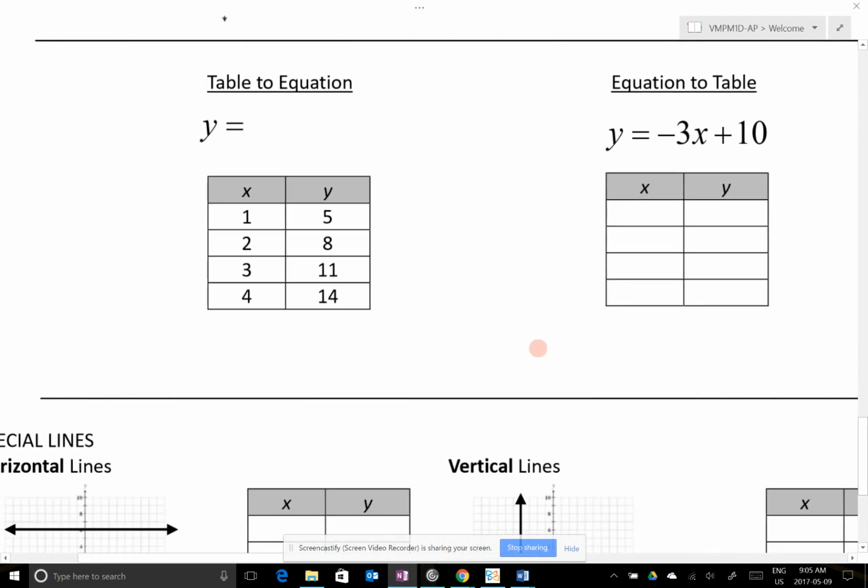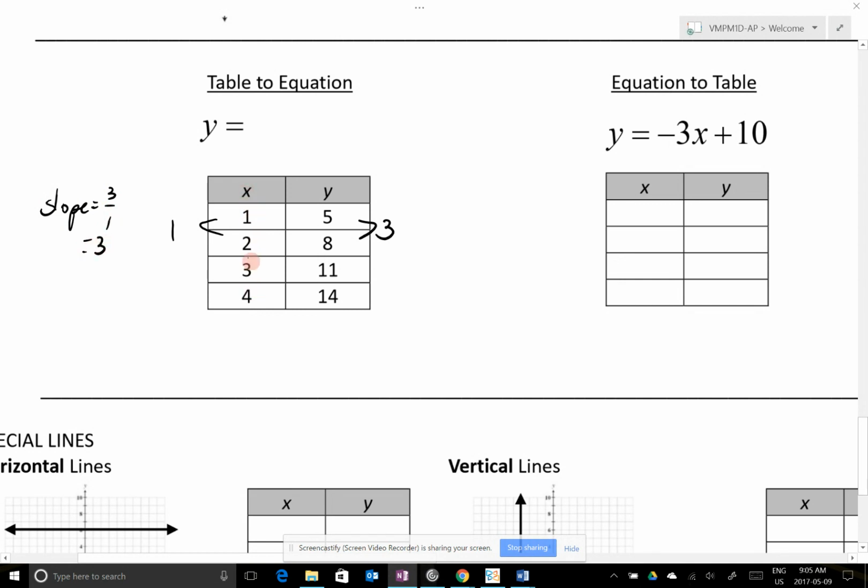Okay, table to equation. For an equation, we just need the slope and the y-intercept. So what's our slope? The rise is 5 to 8, so that's 3. 1 to 2 is a rise of 1, so the slope is 3 over 1, which is 3. Okay, what about our y-intercept?